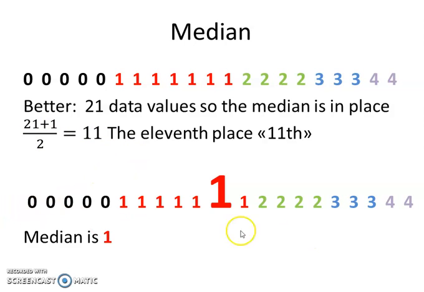So you put them in order and you look for place 11. 1, 2, 3, 4, 5 places, 6, place 7, 8, 9, place 10, place 11, it's this number 1 here, so the median is 1.